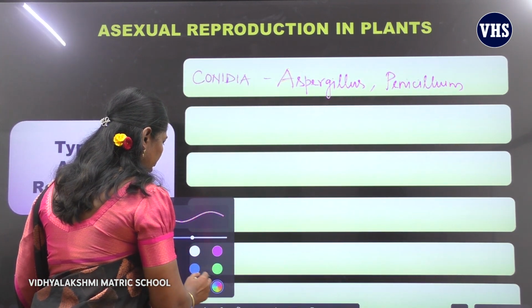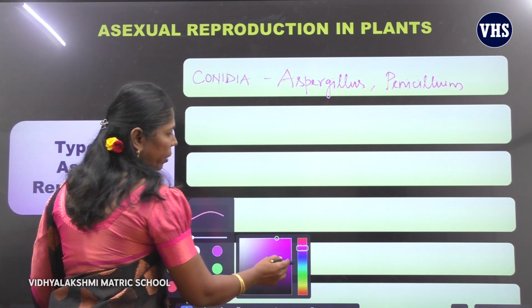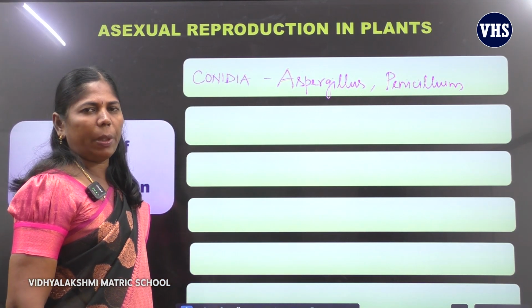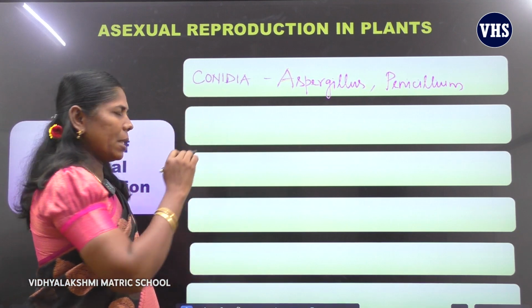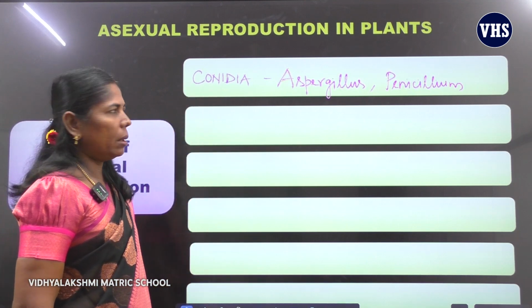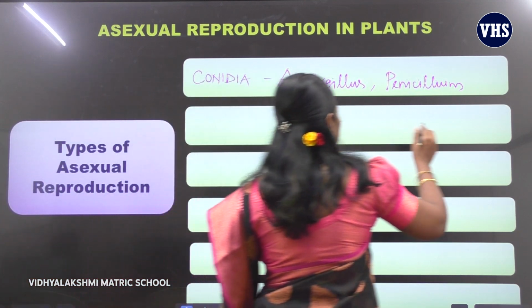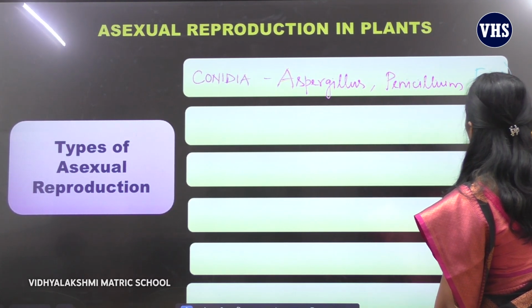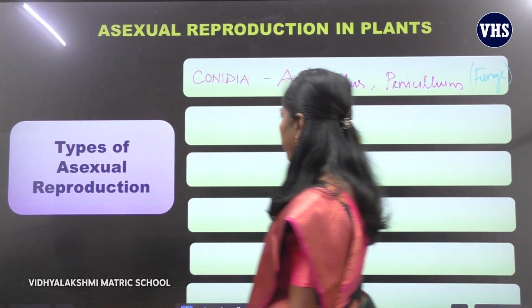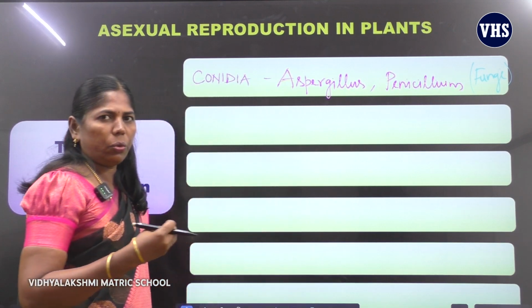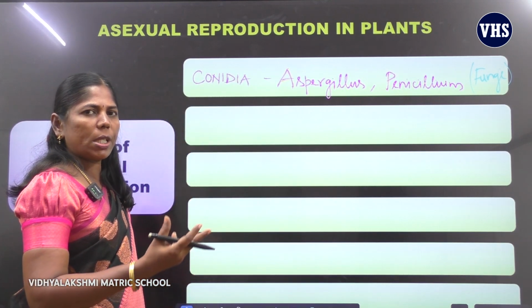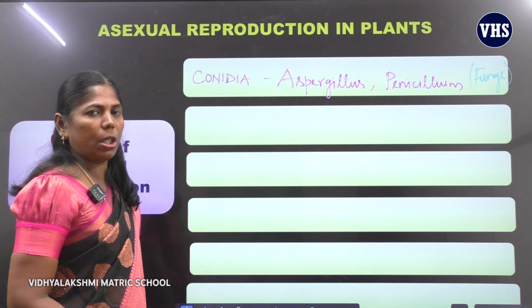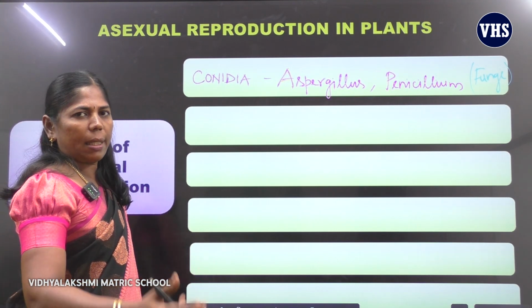Now, what is conidia? Conidia is one of the spore producing structures, we can say. So conidia is present in the fungi. So these are all examples for the fungi. Both of these are varieties of fungi. Both of them can produce spores through the spore producing organ. The spores are liberated and undergo germination to form a new thallus.